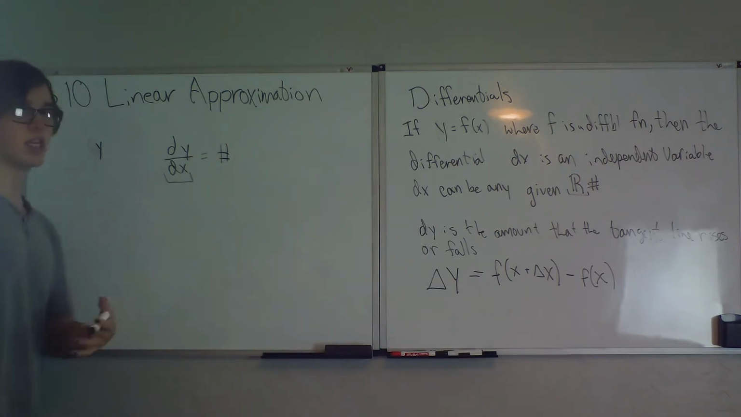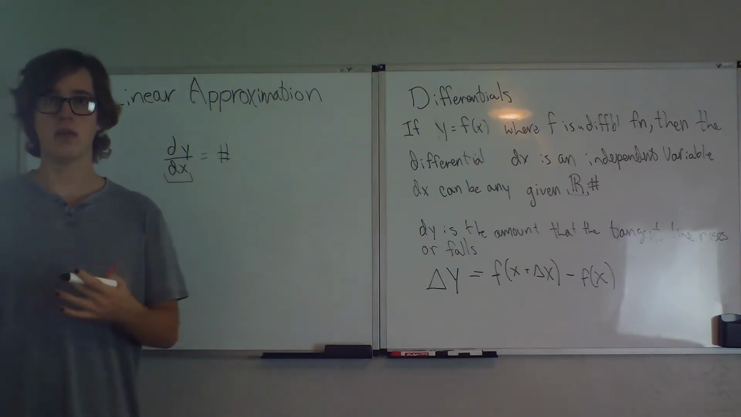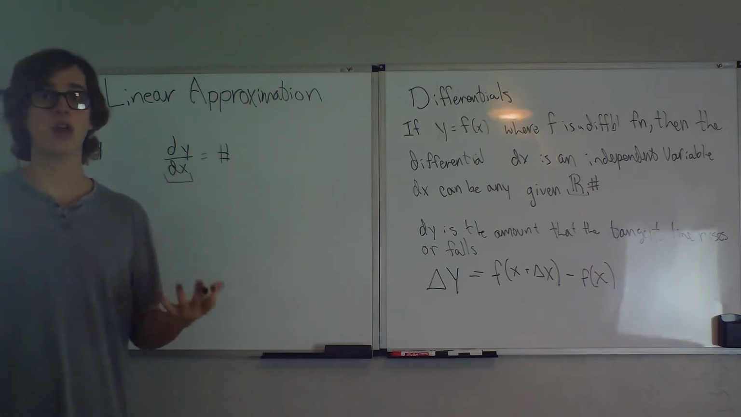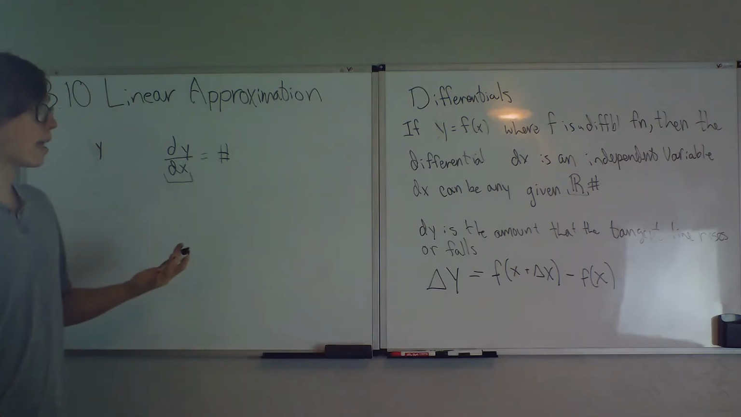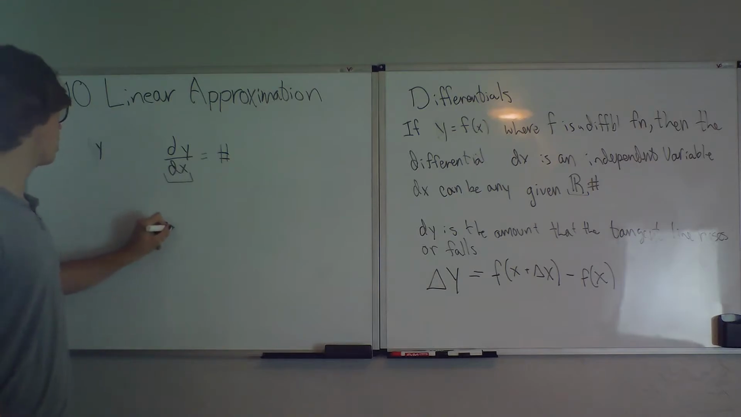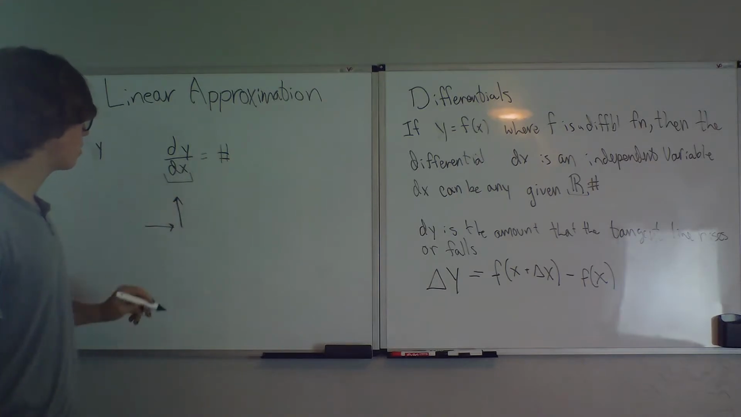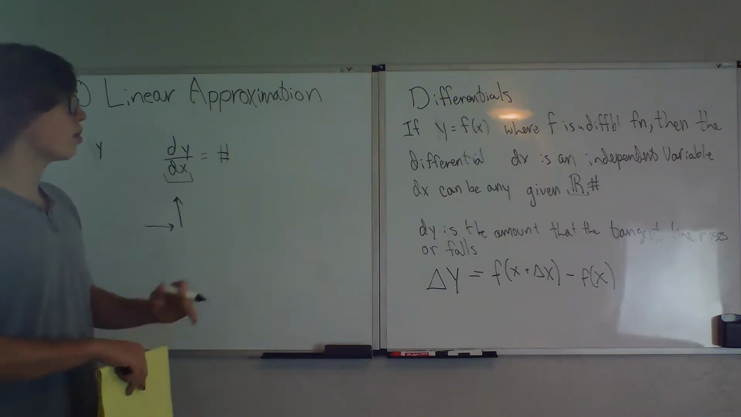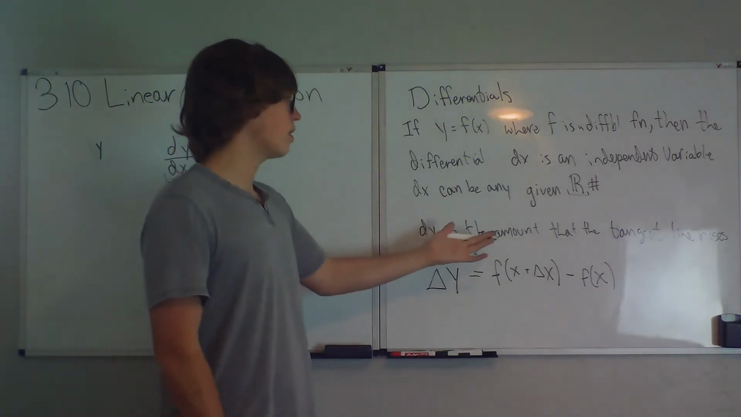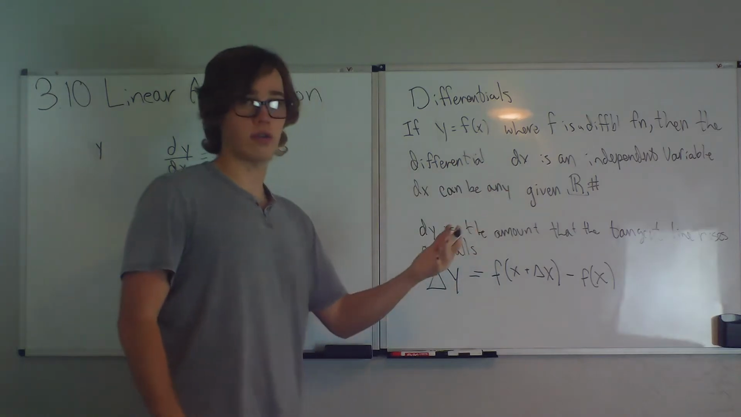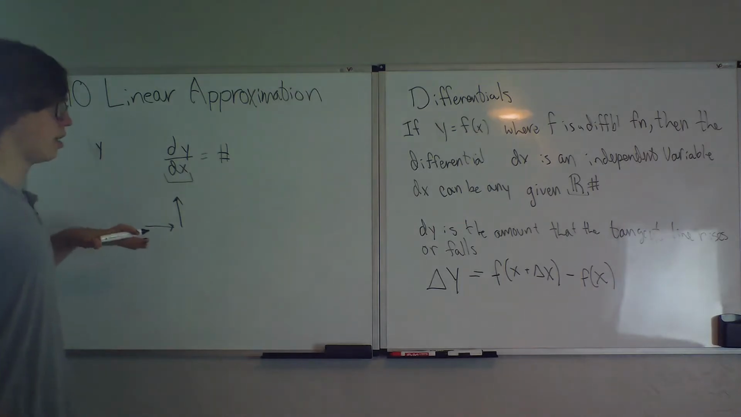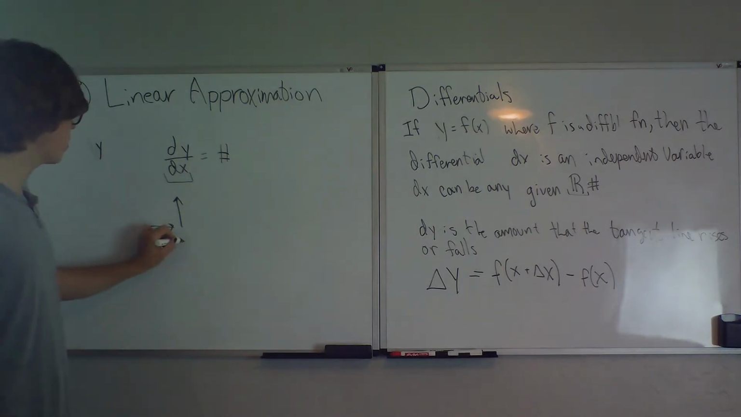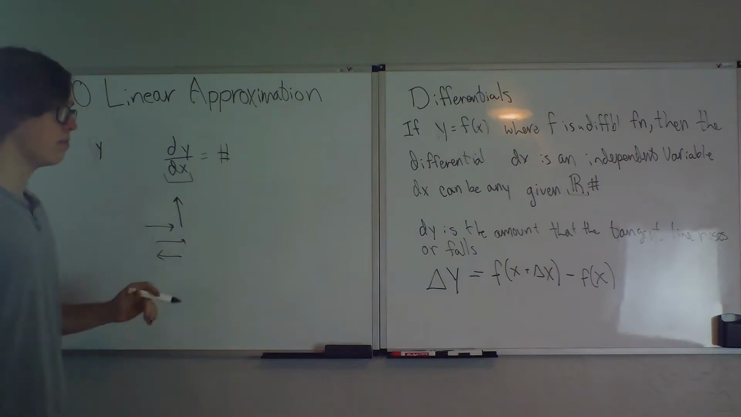But that's kind of what it is, because the derivative is finding your slope, right? And so your slope is a number. It's the rise over run, right? And so your dx is going to be your run, and your dy is your rise. So dy is the amount that the tangent line rises or falls, and dx is how far the tangent line runs, whether it runs this way or that way. It's how much the change in x is.